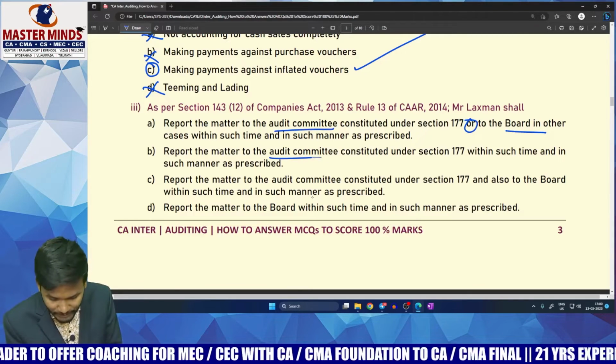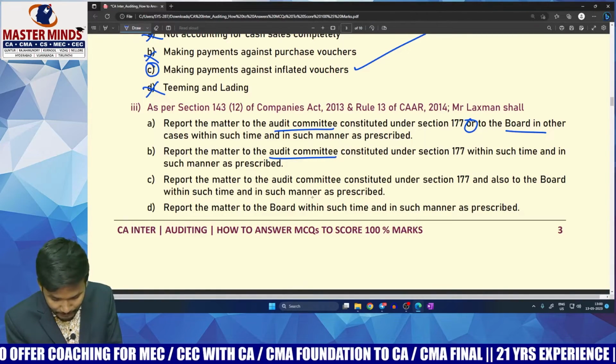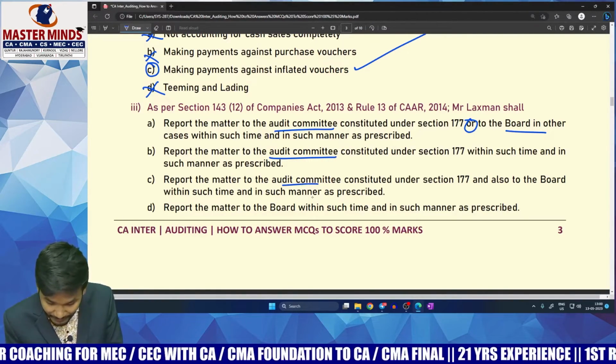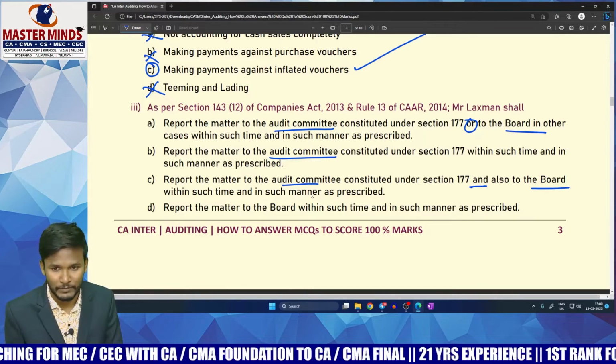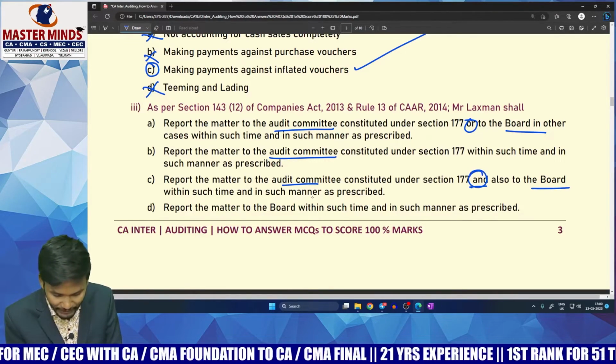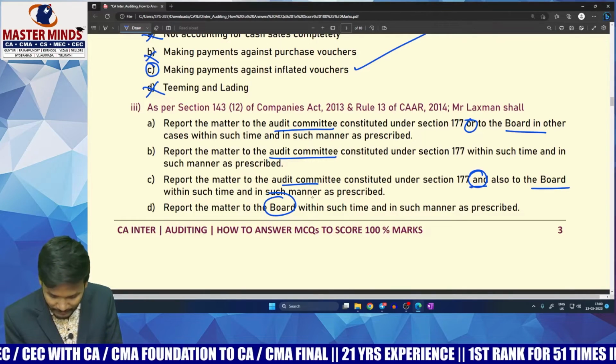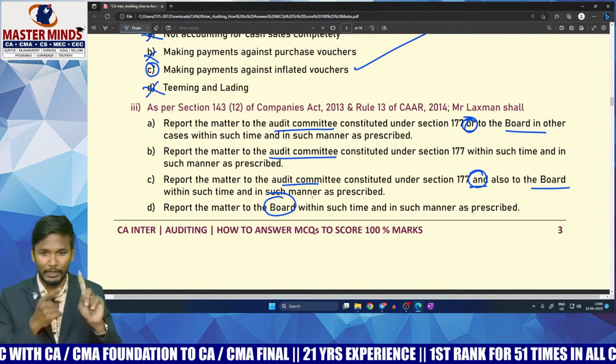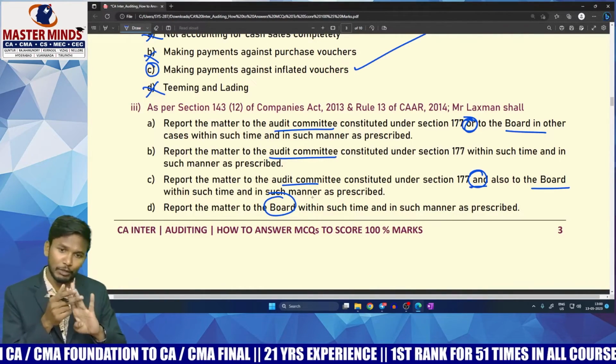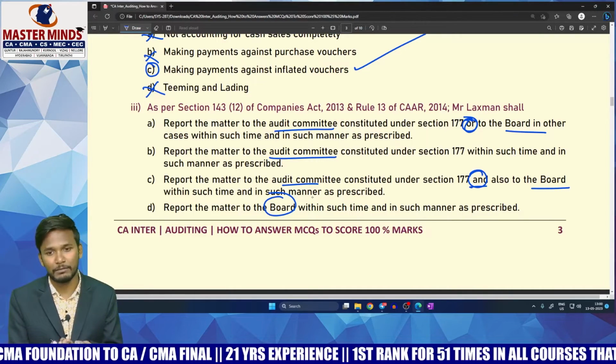Here they are telling what? Audit committee only. Next they are telling what? Report the matter to the audit committee and board. See, you are observing here and here. They are telling only audit committee here. They are telling only board here. They are telling both. Simple. Only board, only audit committee, both or anyone. What is the answer? Anyone.